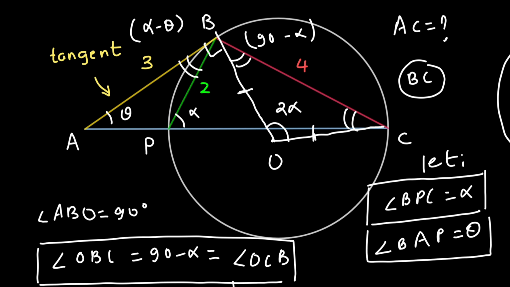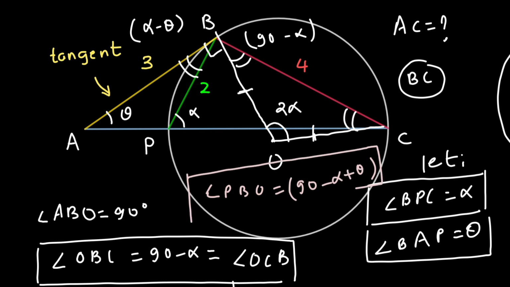We can see that the complete angle OBA is equal to 90 degrees. The value of the angle PBA we have just got as alpha minus theta. Therefore the value of the remaining angle, that is the angle PBO, would be equal to bigger angle minus the smaller angle, that is going to be 90 minus (alpha minus theta), and this will simplify and give me 90 minus alpha plus theta. So this is the value of the angle PBO, that is this particular angle.